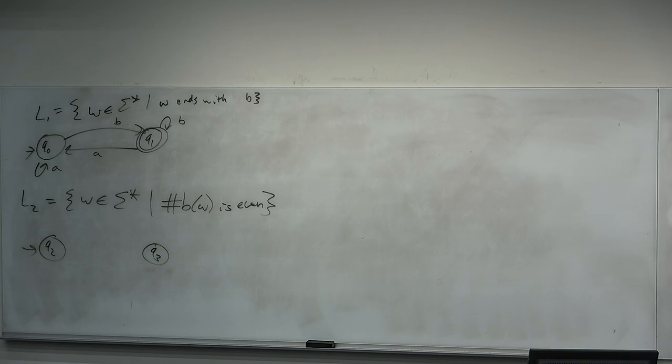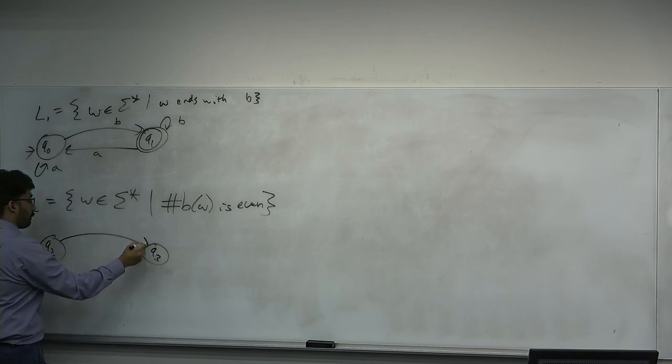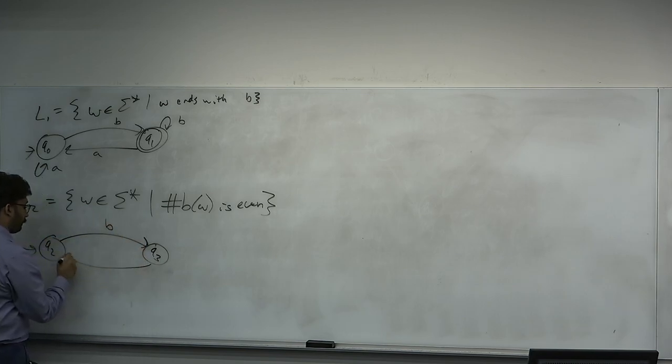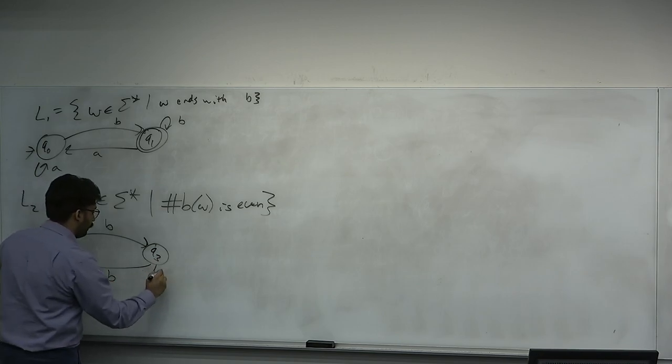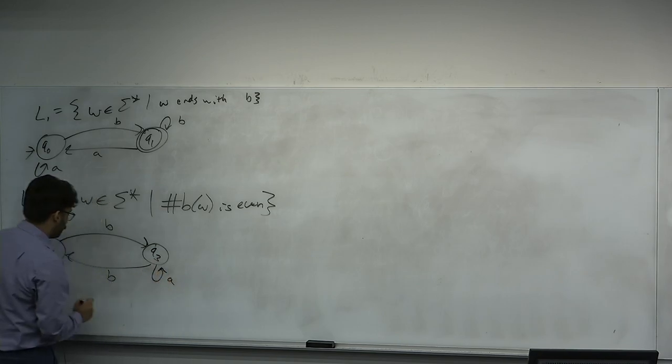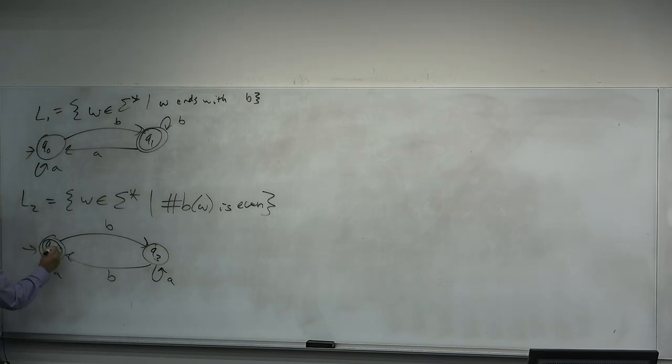We want the number of B's to be even. In Q2, if you see a B, you go to Q3, and if you see a B there, you go back. If you see an A, you stay where you are on either one. These are very similar DFAs, and Q2 is accepting, right? Okay, these are two DFAs.